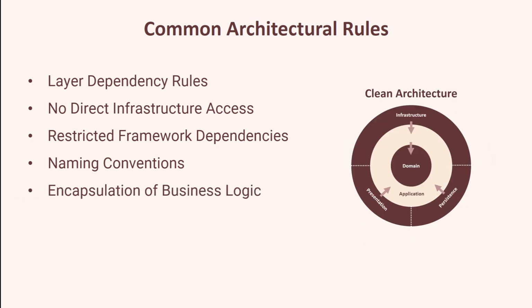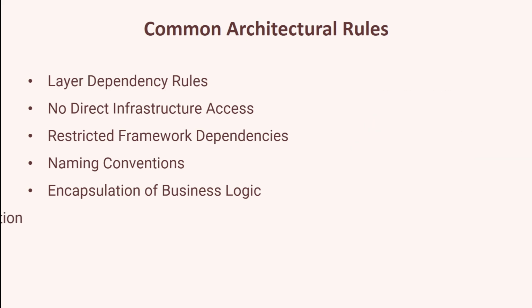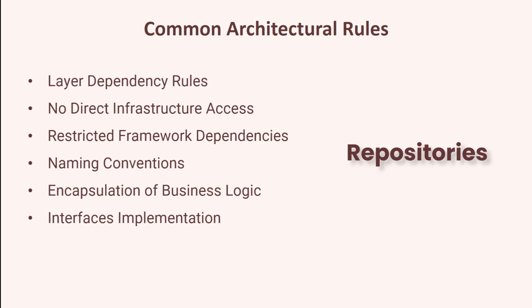You can also write architectural rules to make sure that the business logic is encapsulated. These types of checks can make sure that the business rules reside in the domain layer, not in the controllers or services. You also have the freedom to write architectural rules that make sure that the interfaces are implemented properly. For example, you can check whether the repositories or the services are implementing the correct interface.